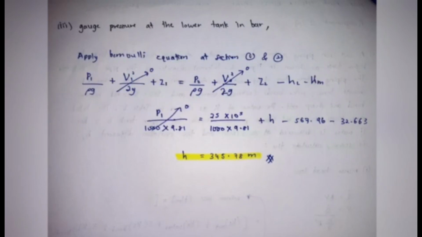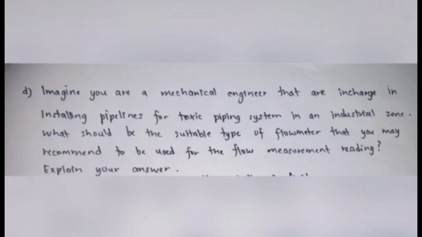Okay, next we need to find gauge pressure at the lower tank in bar. We need to apply the Bernoulli equation at section 1 and 2. This is the formula. You can cancel out these two parts like I do in this picture. So this is equal to 0 when you cancel out, and you can get the H 345.78 meter.